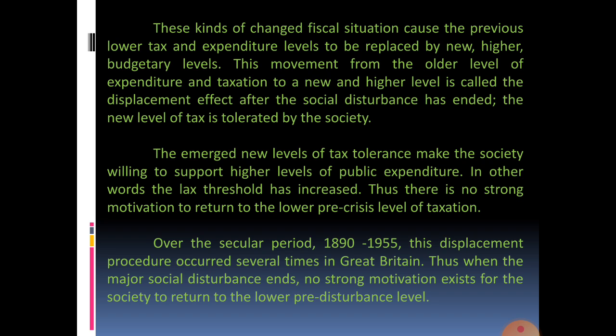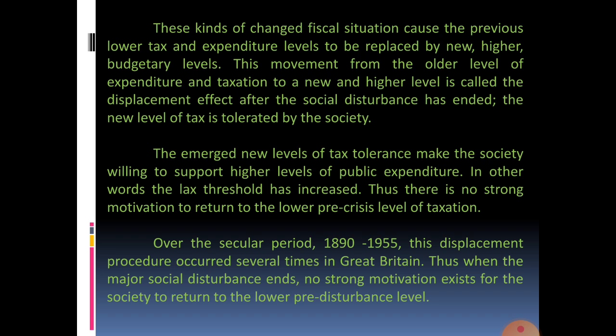The emerged new levels of tax tolerance make society willing to support higher levels of public expenditure. If a country is in a displacement effect situation, such as social disturbances, these should be addressed by government spending. Government spending means the government should have some amount of money. If the government does not have the money, it should implement new tax slabs.